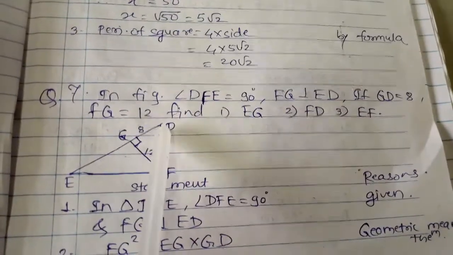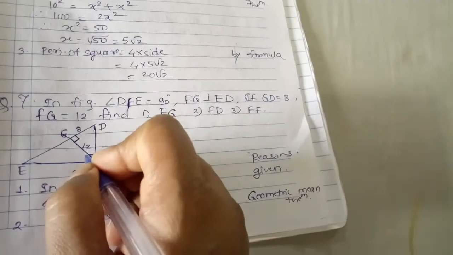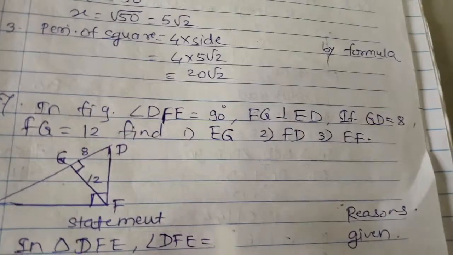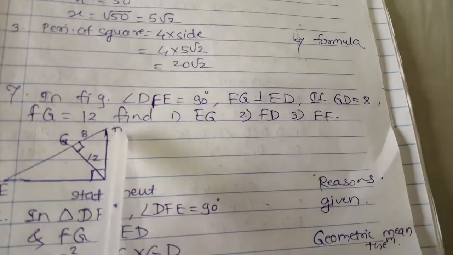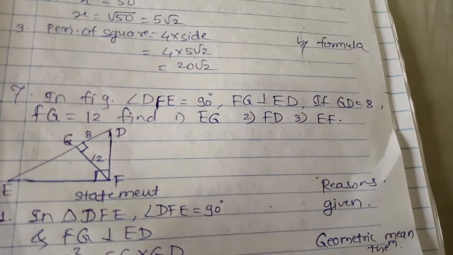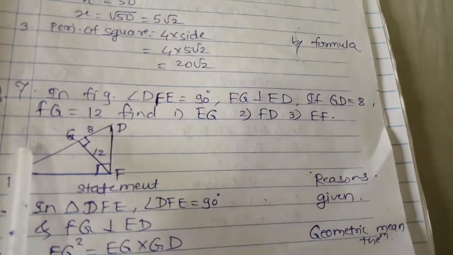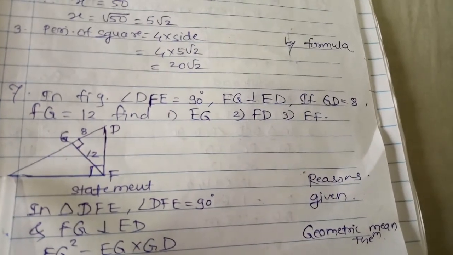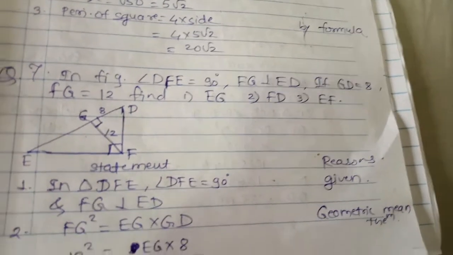Now see question number 7. In figure DFE, angle F is 90 degree. FG is perpendicular to DE, and GD is equal to 8, FG is 12, and we have to find out EG, this part, and FD, this one, and EF, means all sides of the triangle we have to find out.